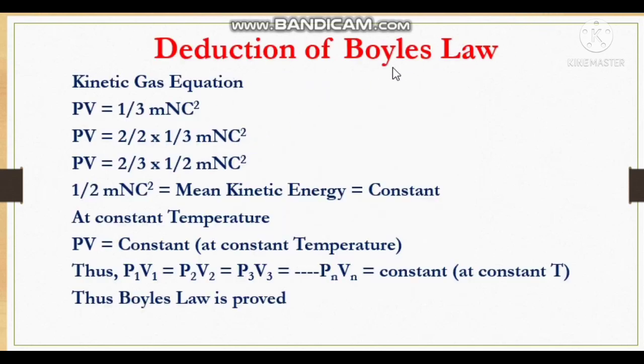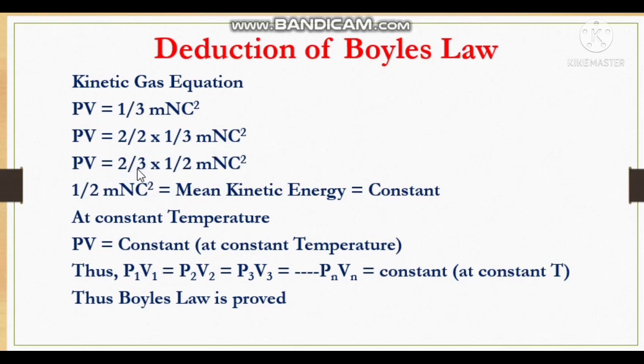We can deduce Boyle's law mathematically by using the kinetic gas equation PV is equal to 1 by 3 mnc square. So now this PV we will write as it is. To this equation we will multiply by a number 2 and divide by a number 2, so there will be no change in this equation. Now after this we will replace this 2 and 3, so multiplication will be constant.